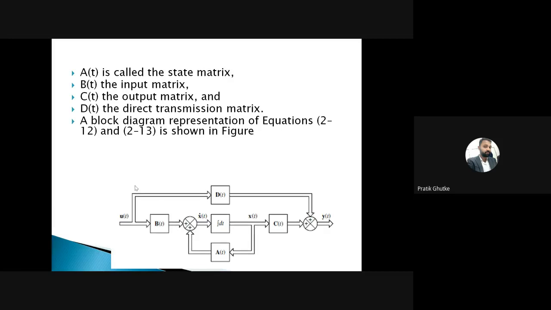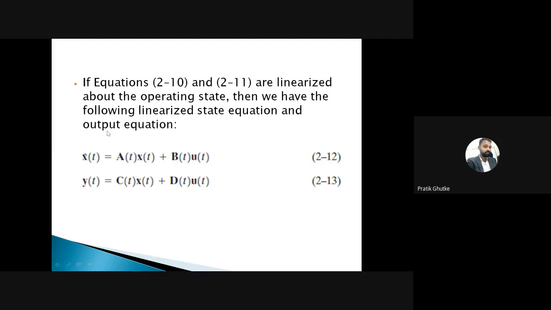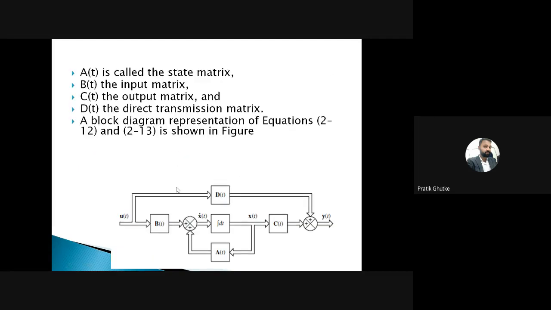See, what are the A, B, C, and D matrices called? In many competitive exams, you are always asked, what is this A matrix called? What is this B matrix called? What is the C matrix called? And then the D matrix. So keep that in mind. The A matrix is called the state matrix. In your state space equation, A, B, C, and D are matrices.